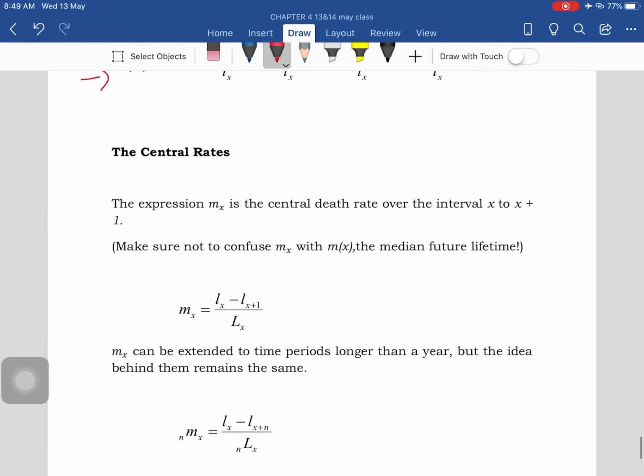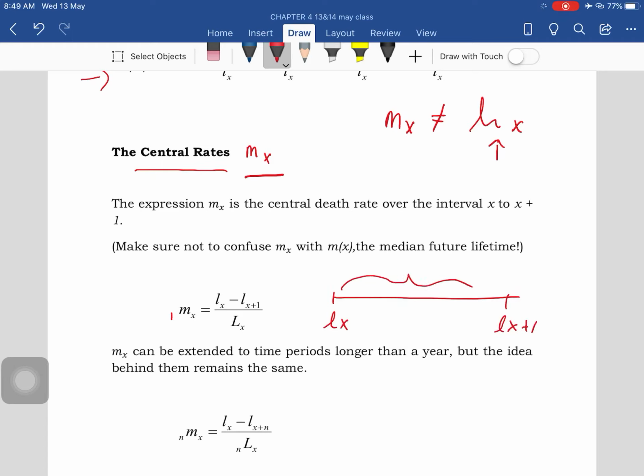Okay, the central rate, the last one. Central rate denoted as mx, but bear in mind mx is not equal to mu x. So mu x is force of mortality. So mx refers to central rate. So mx meaning that 1 in front, it's from x to x plus 1. So you want to find the central rate between x to x plus 1. So only for one interval.